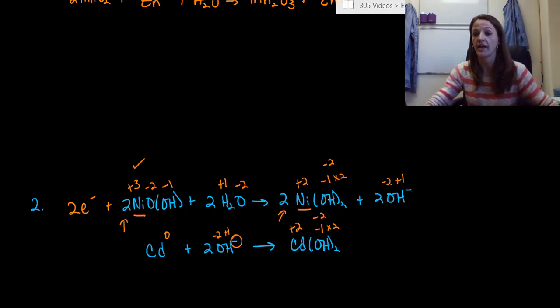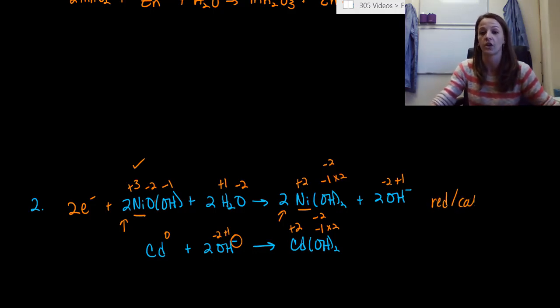Now, we see that we've added electrons to the left side, our reactant side. This is definitely a reduction reaction. This definitely occurs at the cathode.